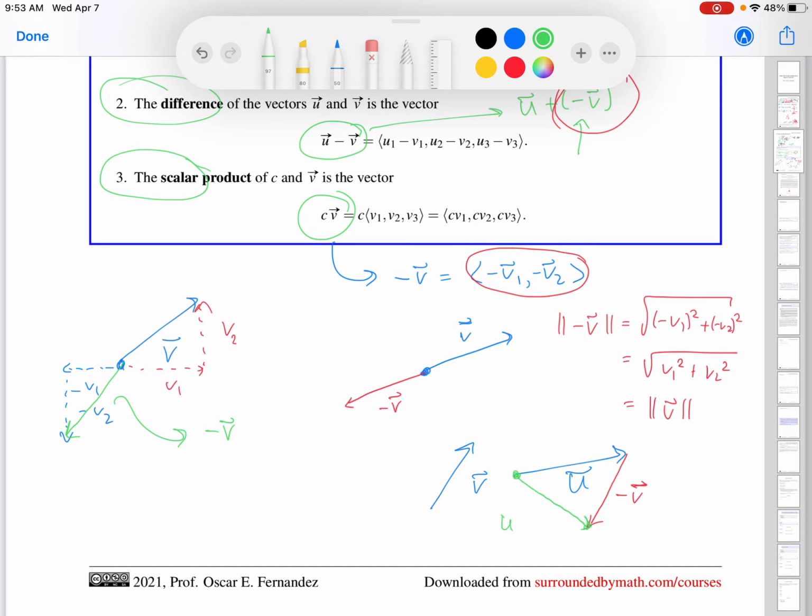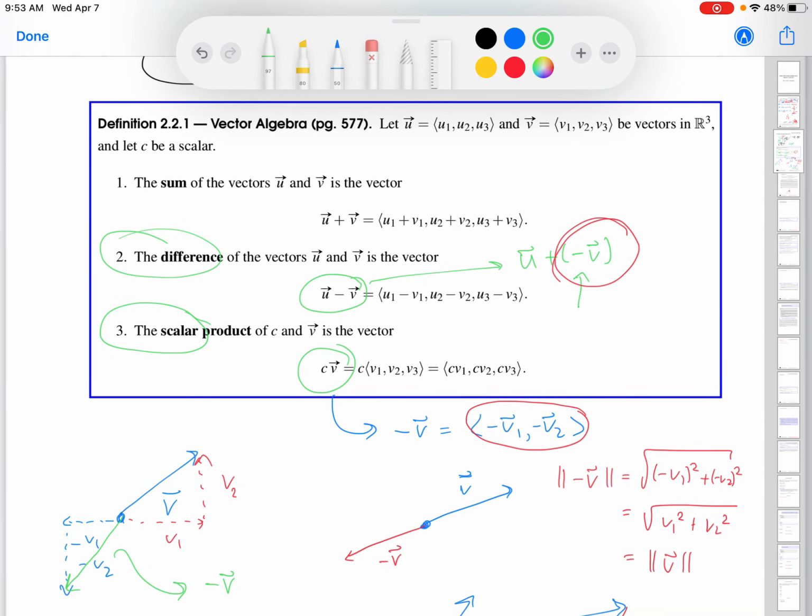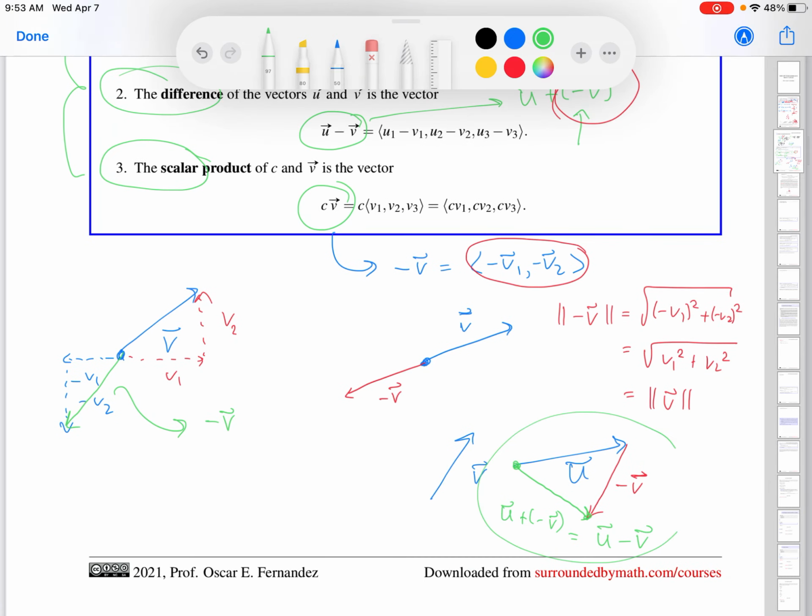And this is u plus negative v, otherwise known as u minus v. Great, so that is a review or discussion, I guess, of how these three parts of this definition work together, how they imply a very visual way of adding and subtracting vectors and scaling them.